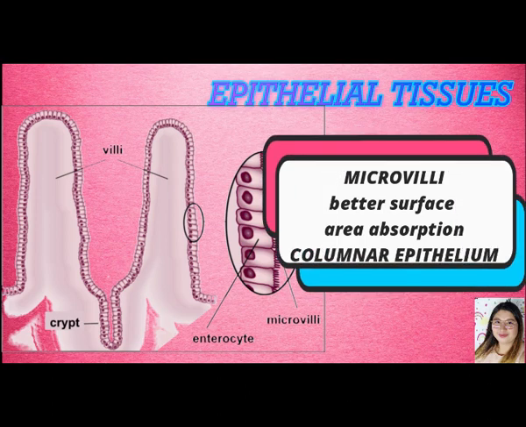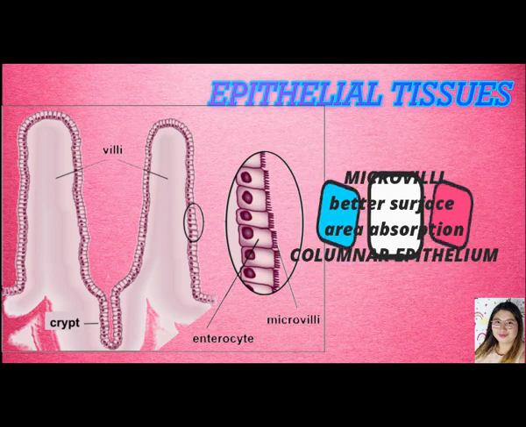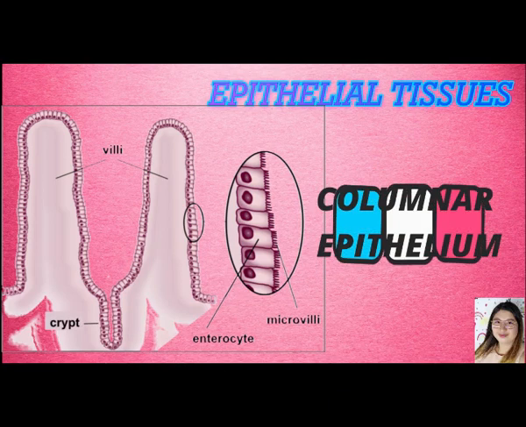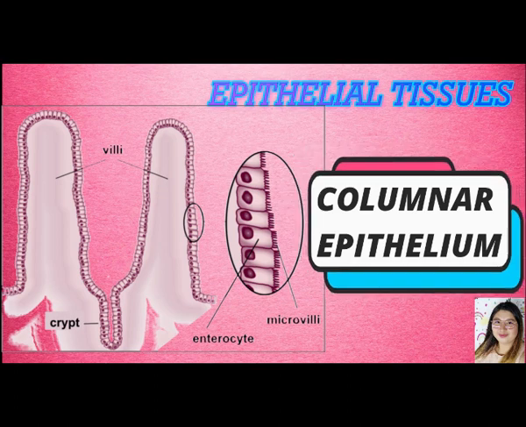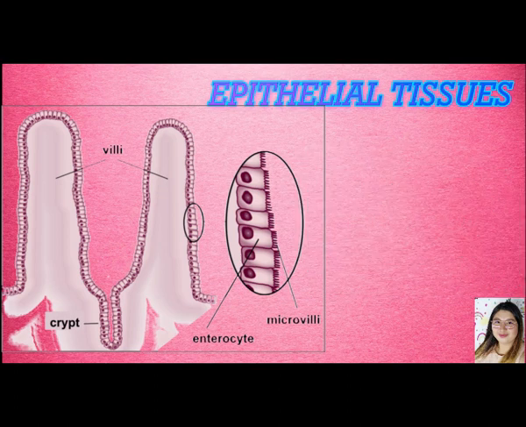At yung microvilli natin na yon, it's composed of columnar epithelium. So bakit kailangan may columnar epithelium yung intestine natin? Para nga po yung mga nutrients na kailangan ng katawan natin ay maa-absorb in our small intestine.